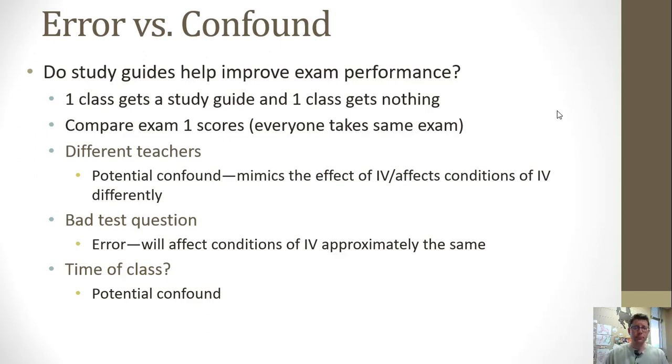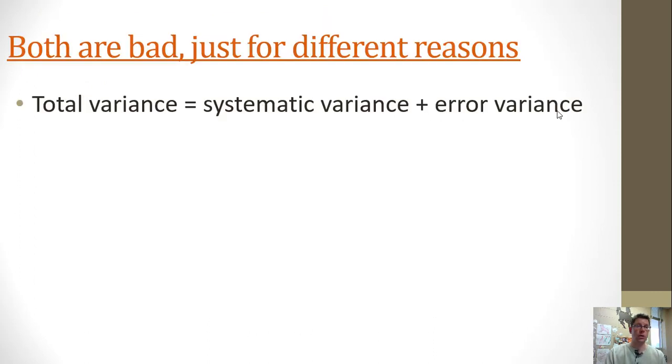It's later in the day. So that would also be a potential confound then. All right, so that's the difference between errors and confounds. Confounds affect the conditions of the independent variable differently. Error affects them about the same. Another way of differentiating the two, they're both bad, but they're bad for different reasons.